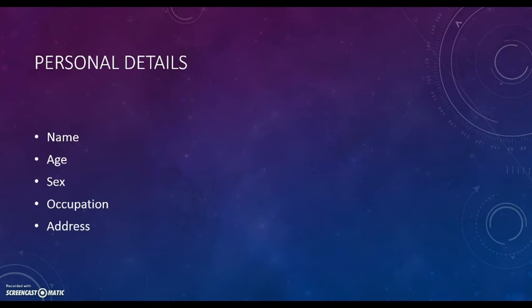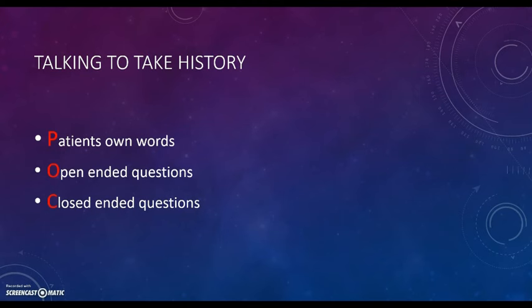Start history by asking personal details like name of the patient, age, sex, occupation, address. Sometimes you will find something interesting in the occupation, name, etc. If you find anything interesting, inquire more about it and understand the exact nature of what we don't understand. While taking history, don't try to complete the case sheet then and there. Taking history and writing the case sheet may go in the same heading format of presenting complaints, history of present illness, etc., but that doesn't mean that both should happen simultaneously.